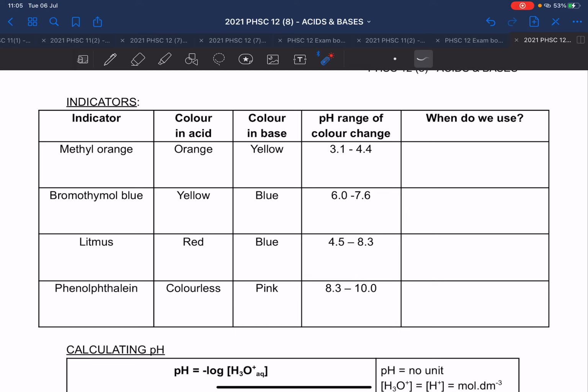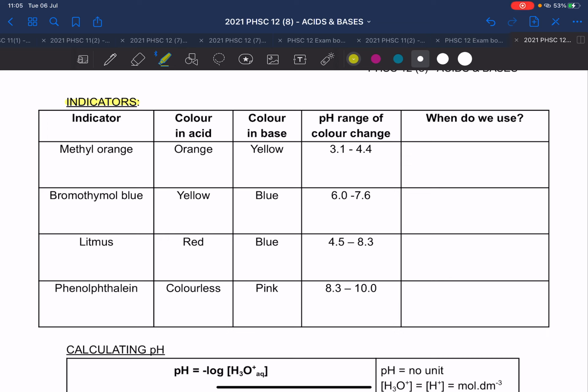Okay. Daar is 'n paar indicators that you must know the names of. You must also know when do we use these indicators. Okay, goed. Nou daar is nog indikatore, maar ons kyk net na hierdie vier. We only look at these four. This is the ones that they're asking most often.